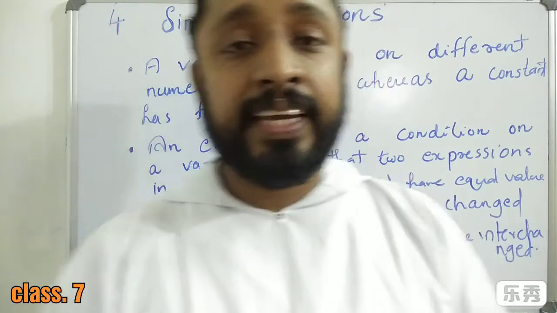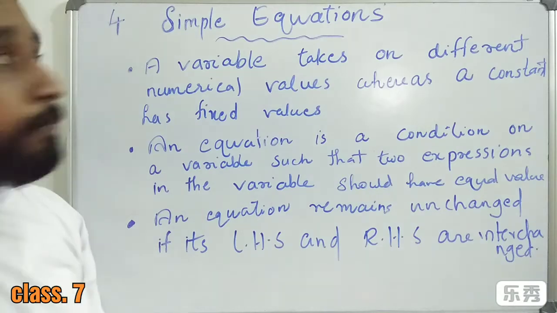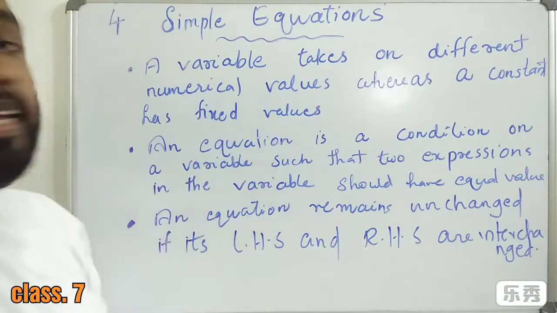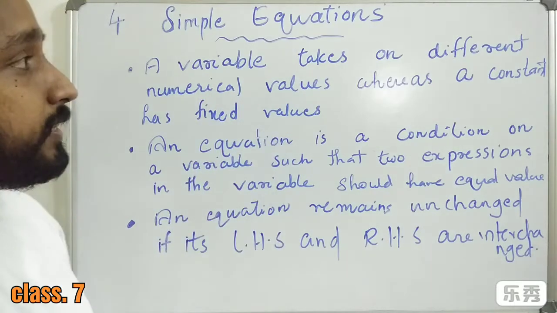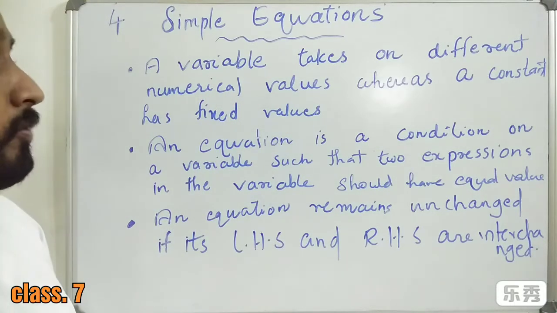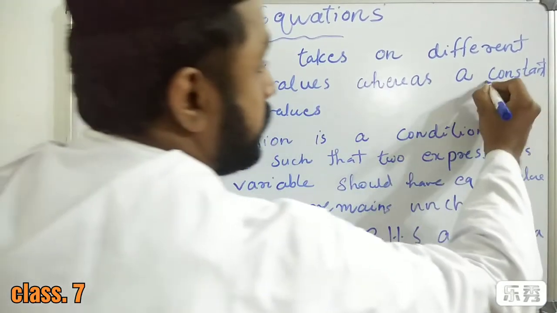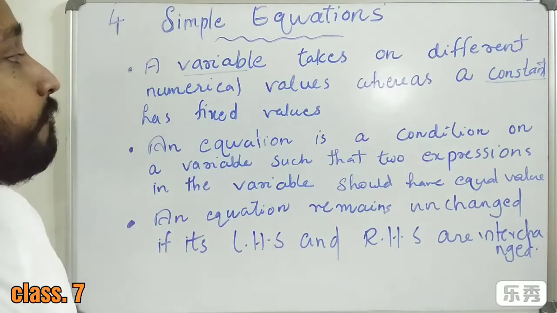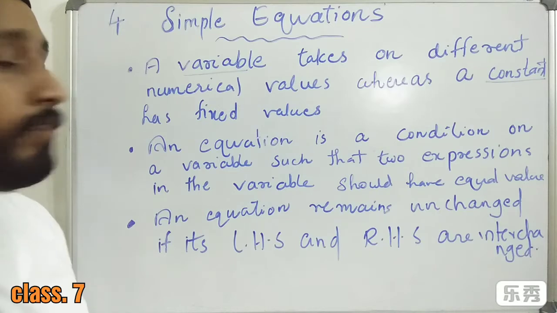In this section, we will study a new chapter, chapter number 4. The name of this chapter is Simple Equations. First, we will study what a variable is. A variable takes on different numerical values, whereas a constant has a fixed value.